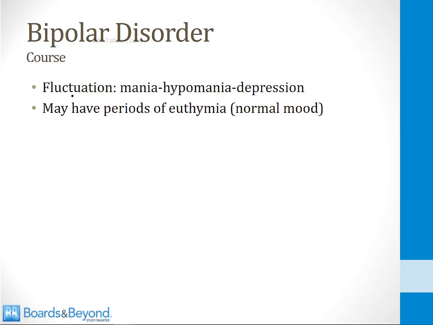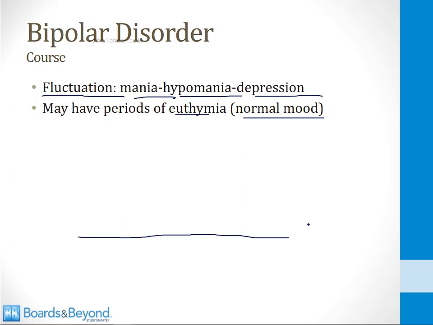The typical course for a patient with bipolar disorder is mood fluctuation. These patients will go back and forth over months or years through episodes of mania and possibly hypomania and depression. In between episodes, they may have periods where they have what's known as euthymia, which means a normal mood. So for example, if we draw a line and say that this line represents euthymia, and anything above the line represents mania, and anything below the line represents depression, then a person with bipolar disorder may go through a course like this over a few months or years.